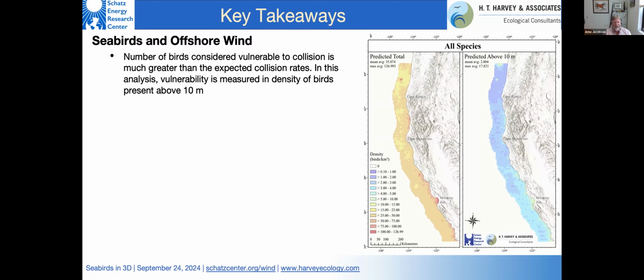I think another thing we wanted to highlight, just starting off at the beginning, is that the number of birds that are considered vulnerable to collision is much greater than the expected collision rates. In this analysis, we considered vulnerability in terms of the density of birds that are present above 10 meters, and hence the 10-meter delineation that is referenced in the graph to the right.